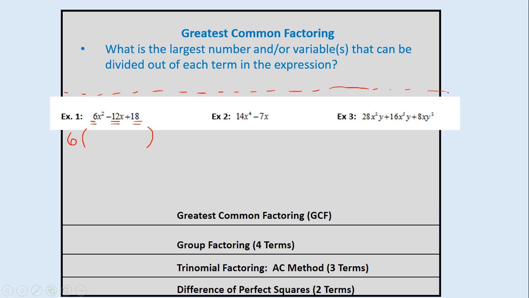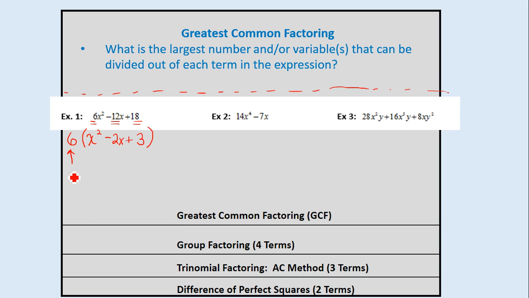There'd be a number in front of some parentheses. And now I need to literally divide each of those terms by the number 6. So 6 divided by 6 becomes 1. So this now becomes 1x squared. What about negative 12 divided by that 6? Becomes negative 2. And then the x is still there. What about 18 divided by the 6? Well, that becomes 3. So this expression is now written in factored form.